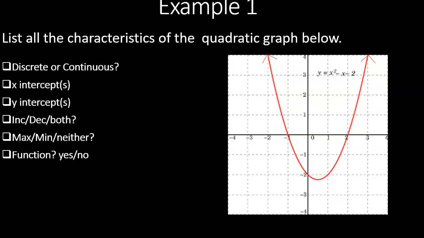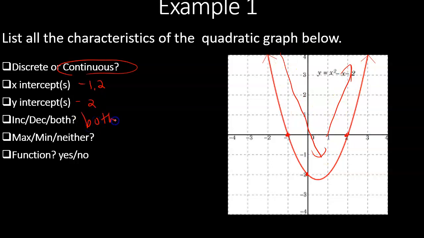All right, so this graph is connected, so it's continuous. My x-intercepts are at -1 and 2. My y-intercept is at -2. I am both decreasing and increasing because I'm going down and then up. It has a minimum. We could estimate that minimum. It's at about -2.2. But for now, we're just saying it does have one. And is it a function? Yes, it's a quadratic function.